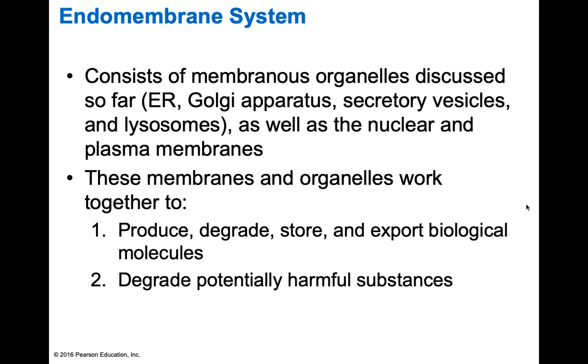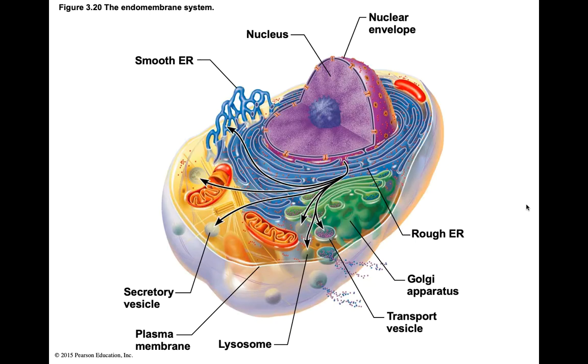These membranes and organelles work together in order to produce, to degrade, to store, to export biological molecules, such as our lipids, our proteins, right? And then they also degrade potentially harmful substances. We talked about how the lysosomes are helping us to protect ourselves in case our cells are getting infected, or having a surplus of extra materials in the cell can be harmful, or waste that needs to be disposed of can be harmful as well. So we have things like our peroxisomes and our lysosomes that help us take care of those problems.